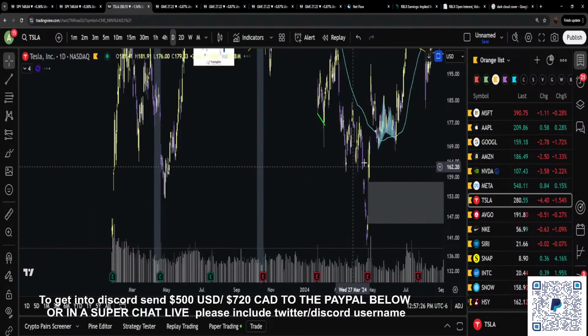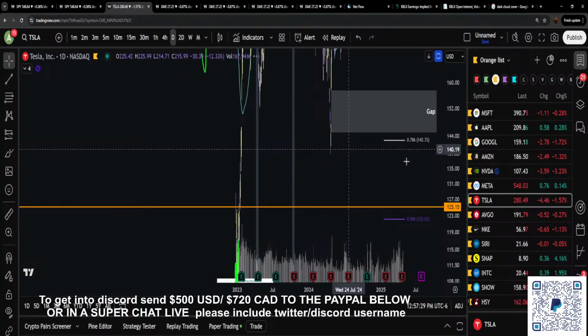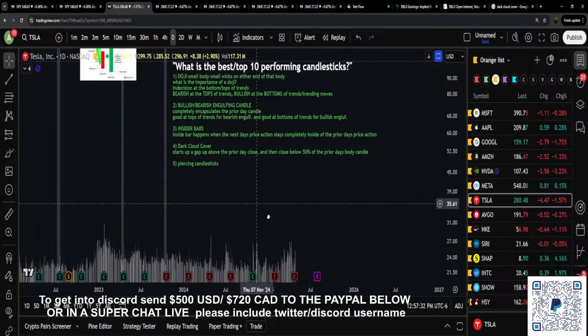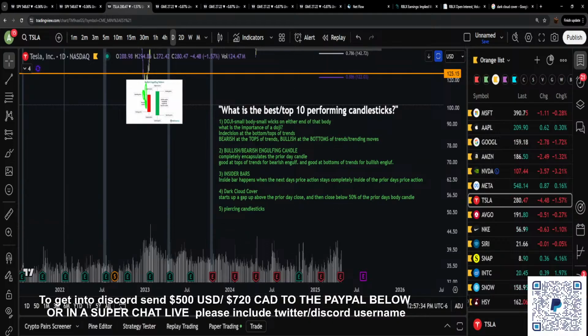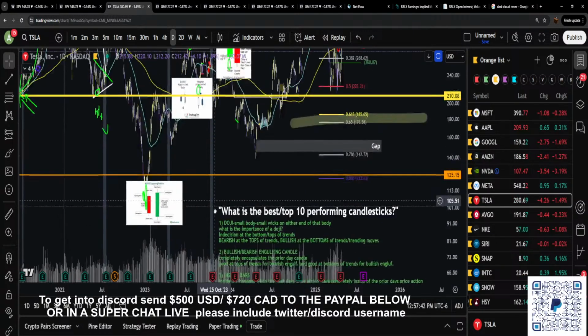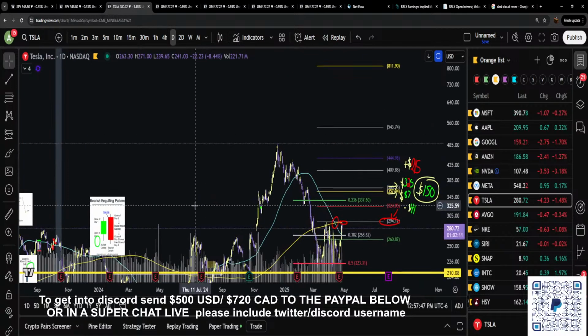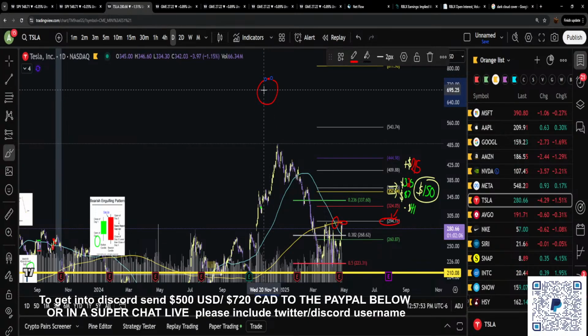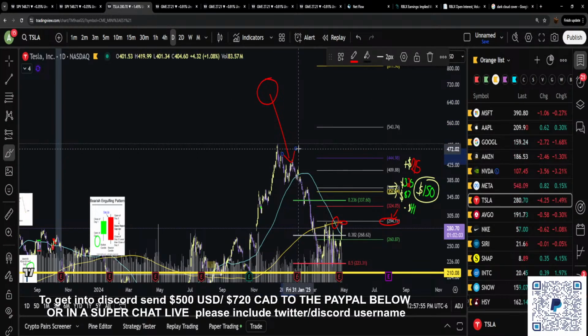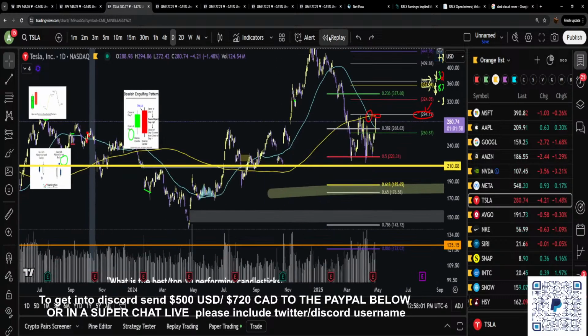Next on the list of patterns we are going to be paying attention to is piercing candles. Piercing candles look exactly the same. The only difference is that bearish dark cloud cover has to be bearish, at the top, and signal a reversal. Whereas piercing candles also signal reversals, but there are such things as bullish piercing candles.